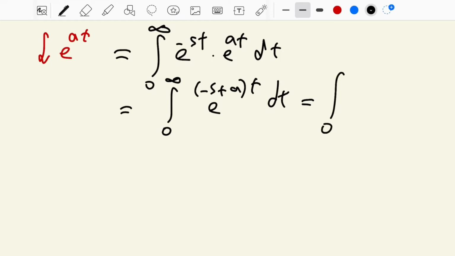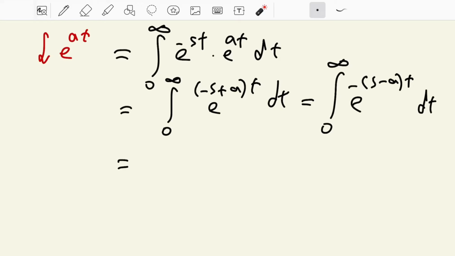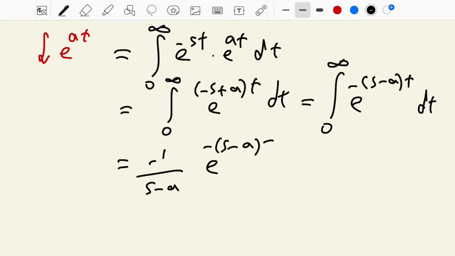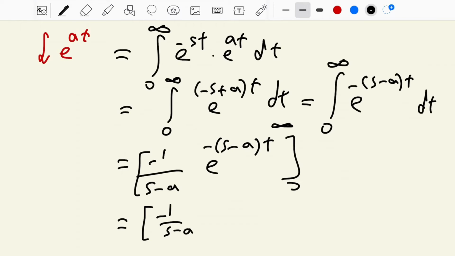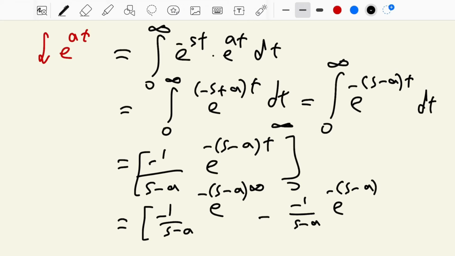And it equals the integral from 0 to infinity of e to the power minus (s minus a)t dt, and the integration of this term is equal to minus 1 over (s minus a) times e^(-(s-a)t), from 0 to infinity. If you put in the boundary, it becomes minus 1 over (s minus a) times e to the power minus (s minus a) times infinity, minus e to the power minus (s minus a) times 0.